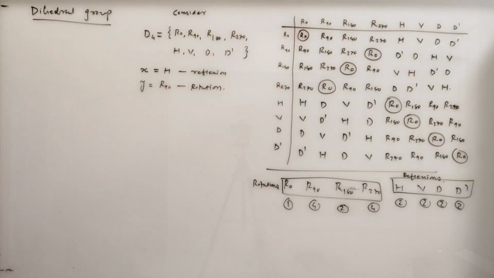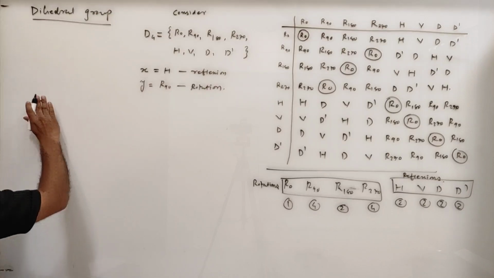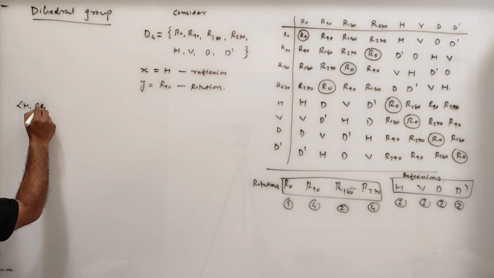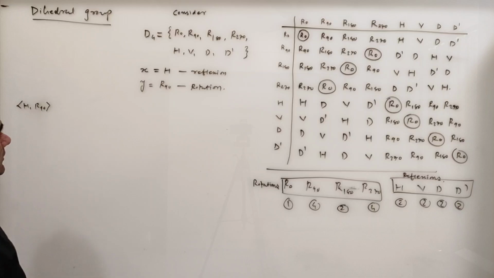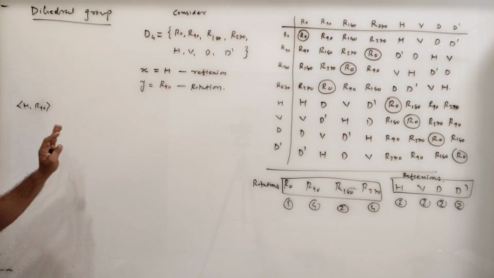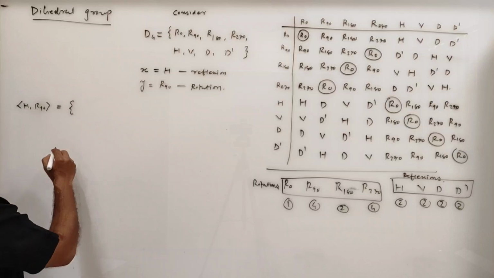So what we do, you consider this set. Let me write it this way, h and r90 like this. Don't bother about this notation. I am starting with h and r90 and I am considering this.